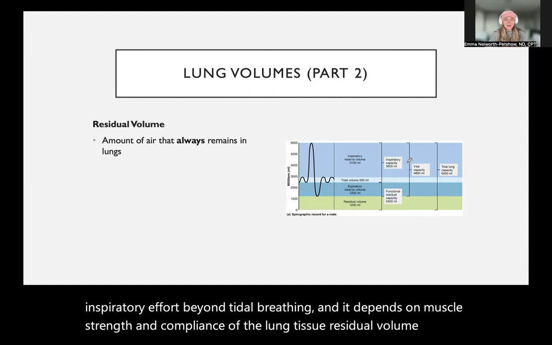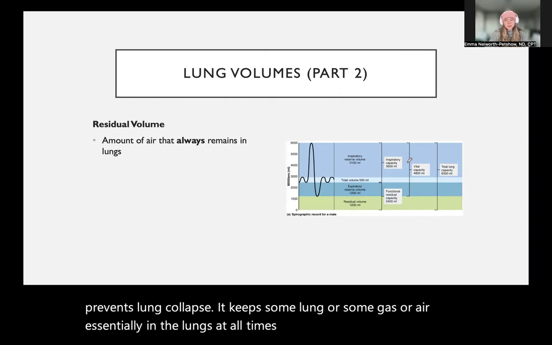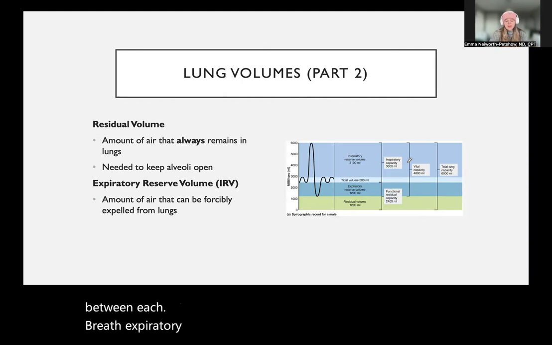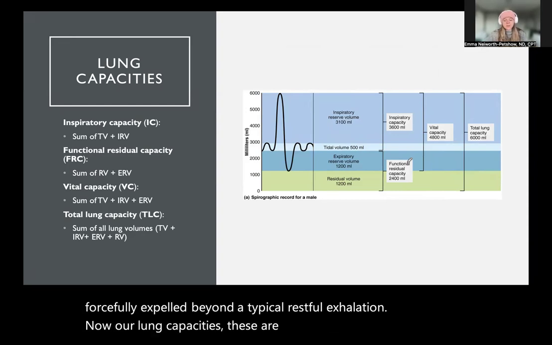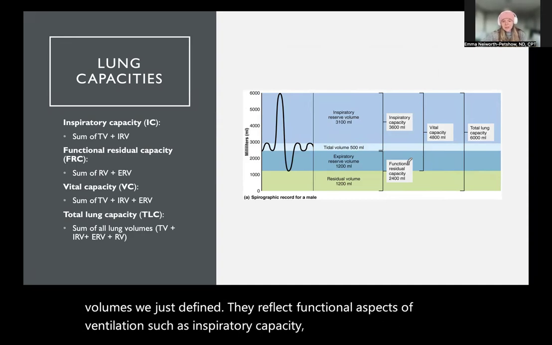It keeps some air essentially in the lungs at all times, and it maintains gas exchange between each breath. Expiratory reserve volume is the amount of air that could be forcefully expelled beyond a typical restful exhalation. Now, our lung capacities are just combinations of the volumes we just defined. They reflect functional aspects of ventilation, such as inspiratory capacity, functional residual capacity, and vital capacity.